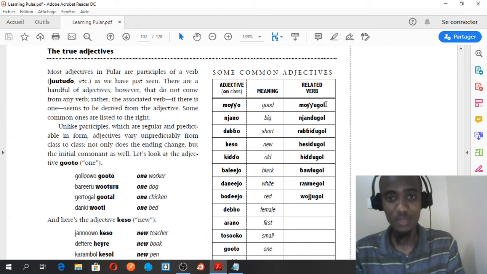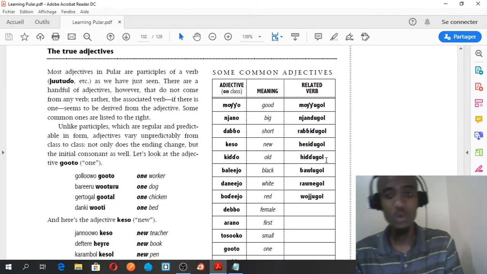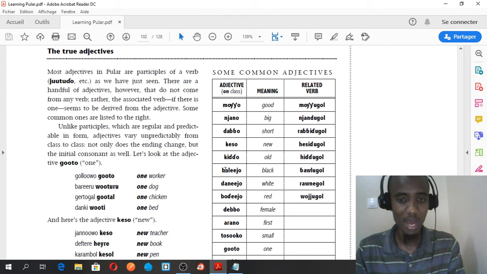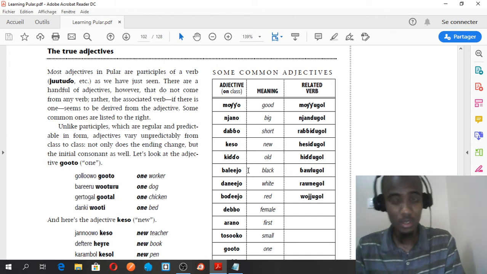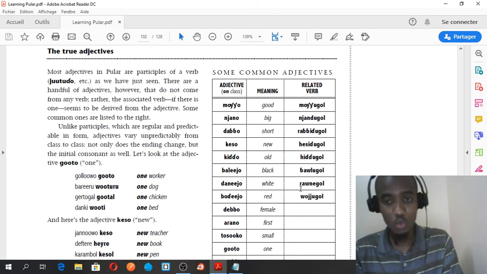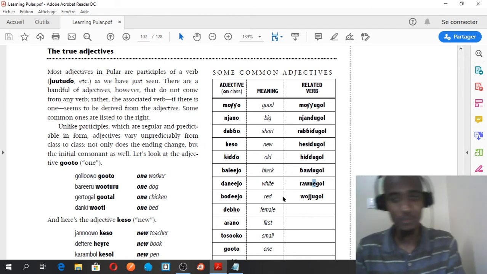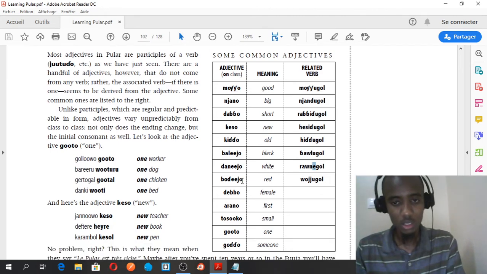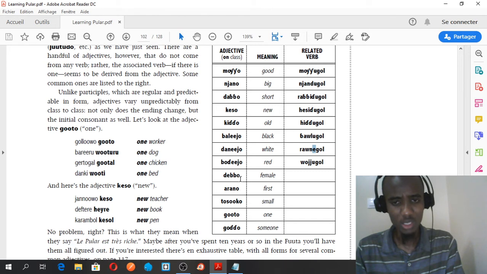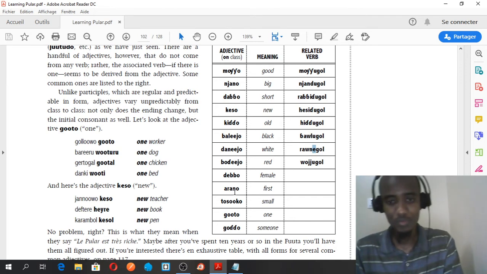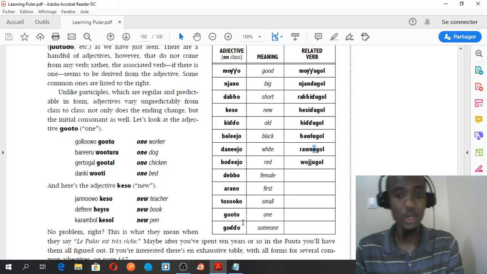So modyugal, njano, big, njandugal, dapo, short, rapidugal, keso, hesidugal, kido, hitugal, palejo, black, paulugal. Remember, it should be the other b here. Danejo, white, raunugal, instead of raunegal. Anyway, bodejo, wojugal, to be red. Debbo is an adjective, female. Arano, tosoko, godo.